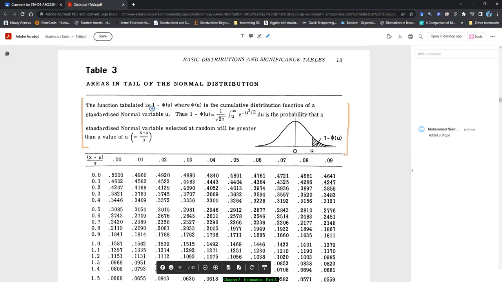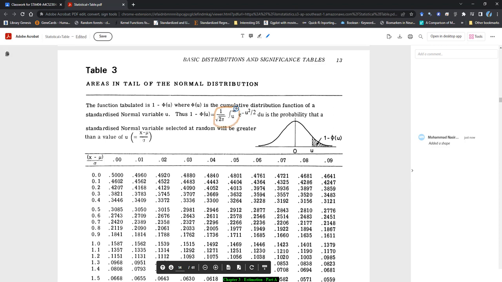The function tabulated is 1 minus phi of u, where phi of u is the cumulative distribution function of a standardized normal variable. Here u represents z. It already tells us that u is equal to x minus mu divided by sigma, which in our case is z. So this is the standard probability.